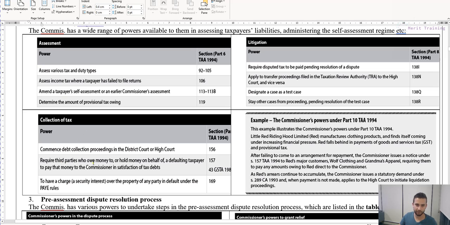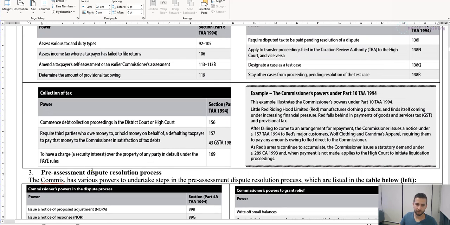They can also require third parties who owe money or hold money on behalf of a defaulting taxpayer to pay that money to the Commissioner in satisfaction of tax debts. So whether that's a loan or owing, or maybe it's a withholding tax that's been set aside, or even potentially bank accounts, the Commissioner will just go and say, look, we have this debt, we're going to collect this asset that the other taxpayer owns or is owed, and we're going to collect that to satisfy their tax debts. And then finally, to have a charge, i.e. a security interest over the property of any party in default under the PA rules.